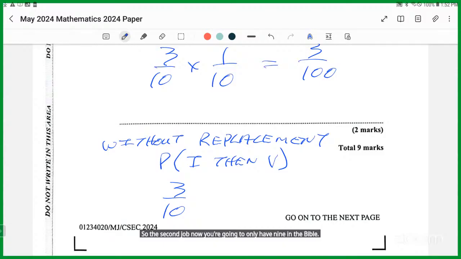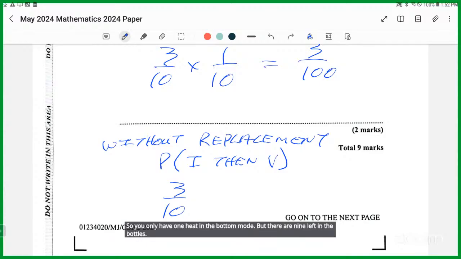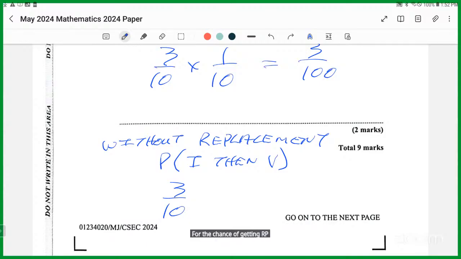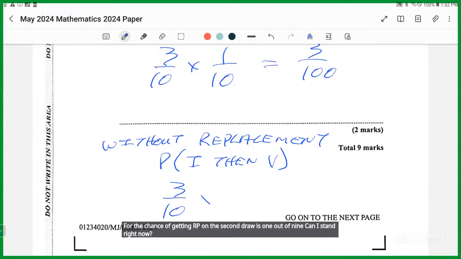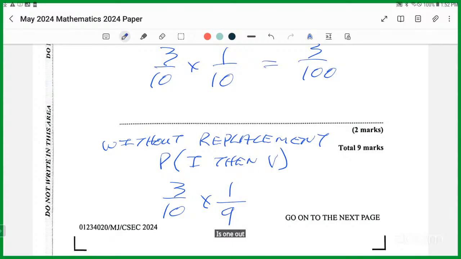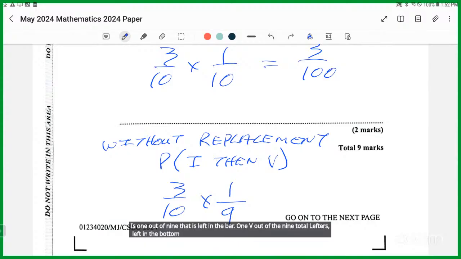Remember, one of the I's came out already. So you only have 1 V in the bag, but there are 9 left in the bag. So the chance of getting a V on the second draw is 1 out of 9. Understand that now? So you multiply this by the probability of the second draw being a V, which is 1 out of 9: 1 V out of the 9 total letters left in the bag. That's the combined probability without replacement. You understand it now?